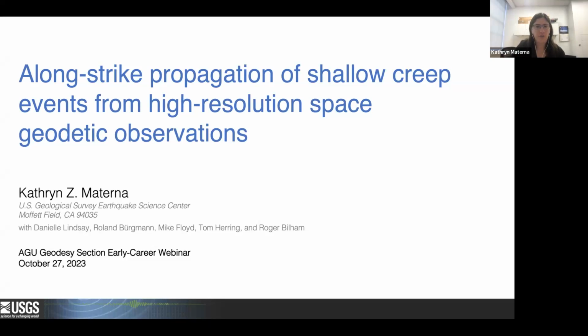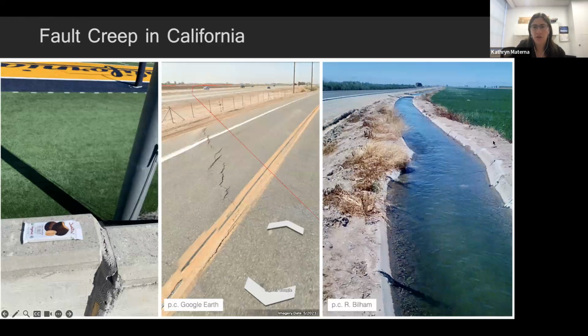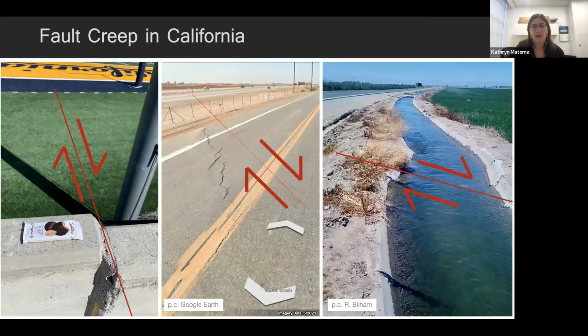So to start out, I will show some examples of the process of fault creep and how it affects the built environment in California. Here are some examples that may be familiar to those in the audience. On the left is the stadium at UC Berkeley, built on the creeping Hayward Fault. And on the right are two examples of fault crossing infrastructure on the Imperial Fault in California. We can see right lateral offsets on each of these, as they're part of the Pacific North American plate boundary, and we can see the impacts that it has on the structures.